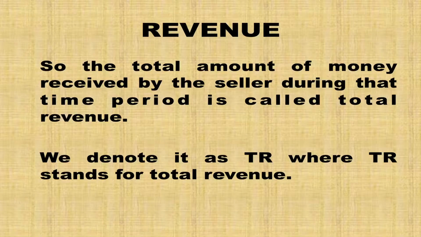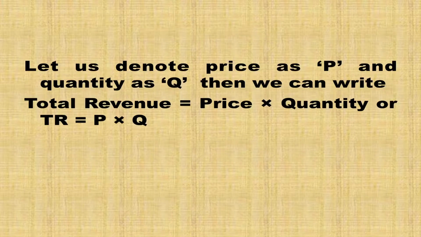During a given period of time, the seller sells a certain quantity of the commodity. So, the total amount of money received by the seller during that time period is called total revenue, denoted as TR. Let us denote price as P and quantity as Q. Then we can write TR equals P into Q. This completes our statement for total revenue.